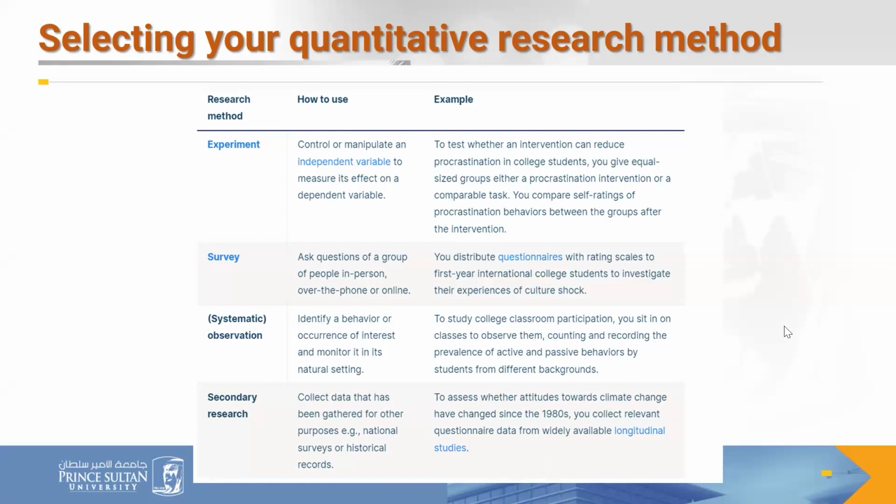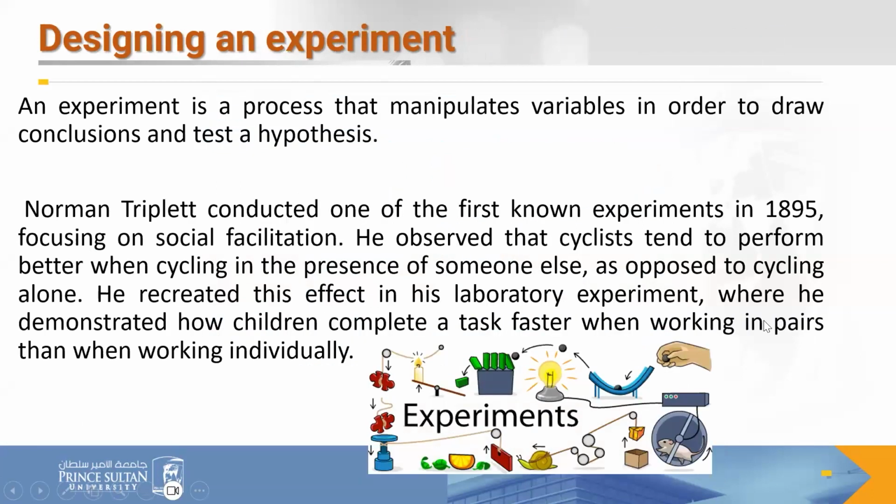You collect relevant questionnaire data from widely available longitudinal studies, and then you examine all these longitudinal studies to come up with conclusions. These are different research methods. I want to elaborate a little bit on the two most common, which are experiments and surveys.